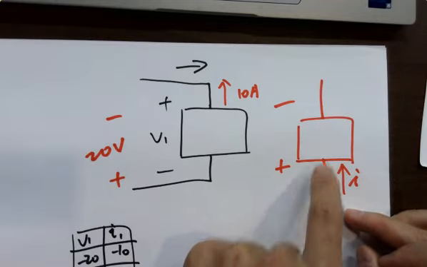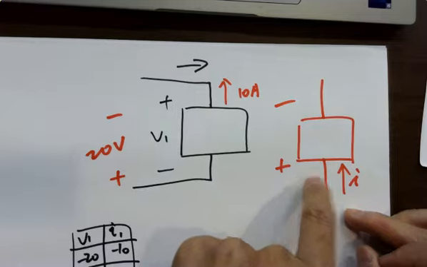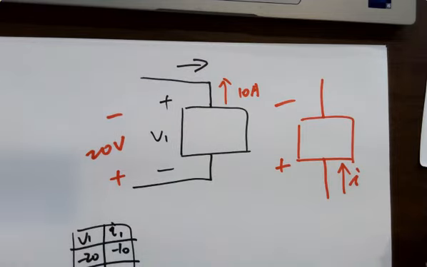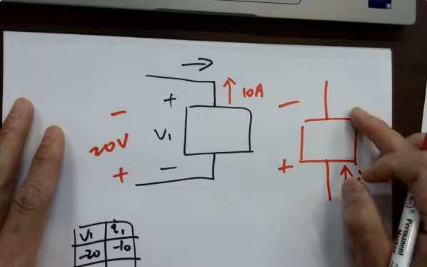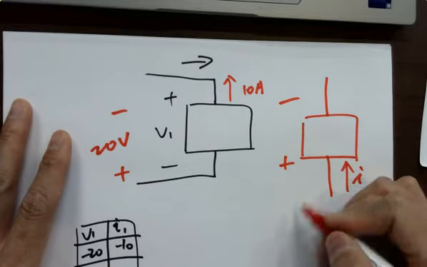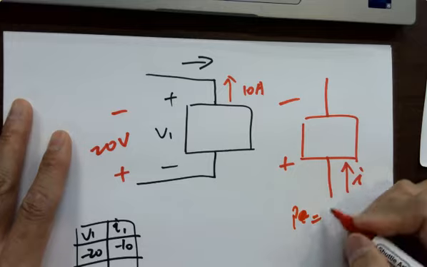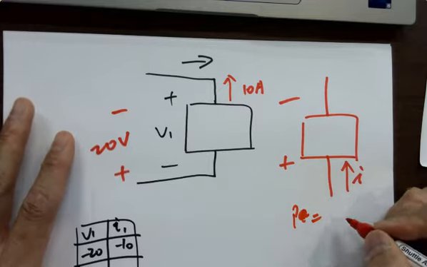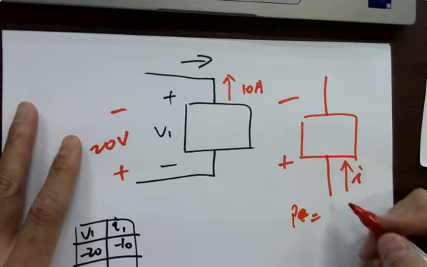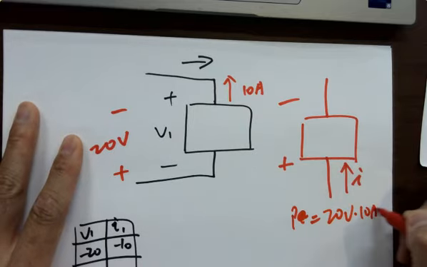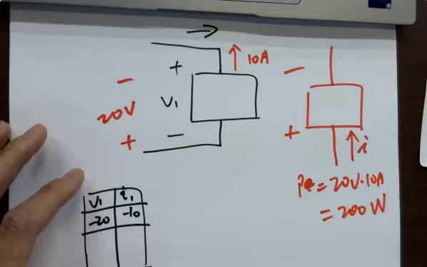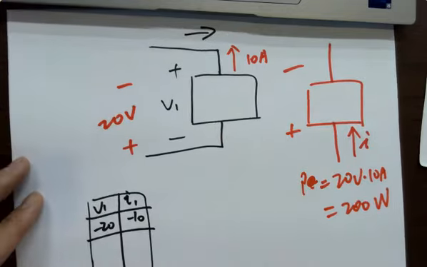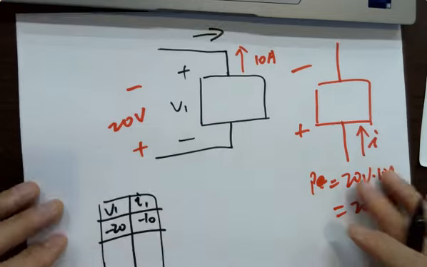Now you can tell whether this device is absorbing or delivering power. Absorbing, since current is flowing into it. It's like charging up a battery. Make sense? So what's the power being absorbed? Just P. Absorbed power is positive. So it's 20 volts times 10 amps, which is 200 watts. Is that clear? Any questions on anything? No? Cool.